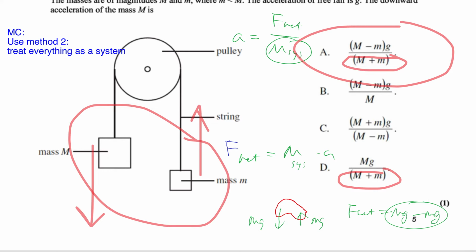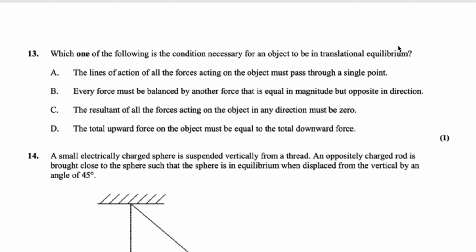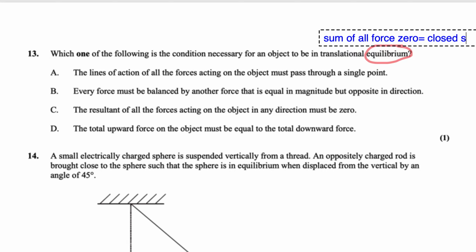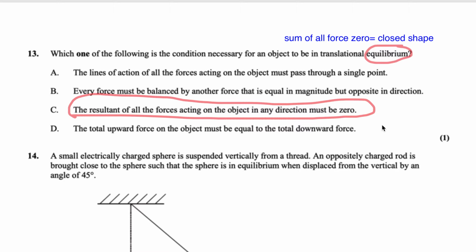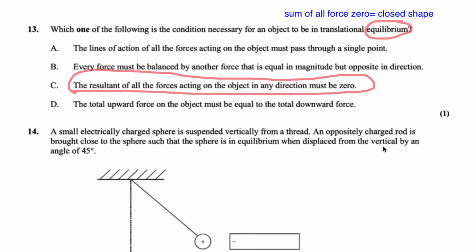And then the next question, again, you just need to write one keyword: equilibrium. Equilibrium just means the sum of all forces is zero, and it also means it will give you a closed shape. So when the sum of all forces equals zero and it's in equilibrium, the resultant of all forces in any direction must be zero. And question 14.